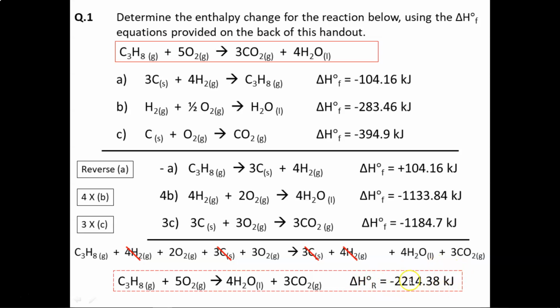Now, if the question asks for it to be expressed in kilojoules per mole, you have to be specific. So I can say it's negative 2214.38 kilojoules per 1 mole of C3H8, or kilojoules per 5 moles of oxygen, or kilojoules per 4 moles of water, or kilojoules per 3 moles of CO2. So if I wanted it in kilojoules per just 1 mole of CO2, I'd have to divide this by 3. If I wanted this in kilojoules per 1 mole of water, divide this number by 4. If I wanted it in kilojoules per 1 mole of oxygen, divide it by the coefficient of 5.